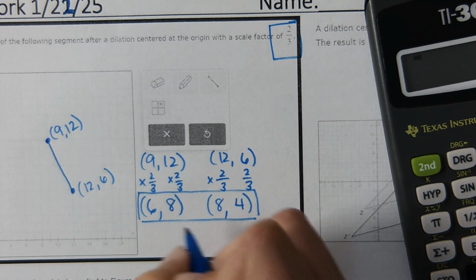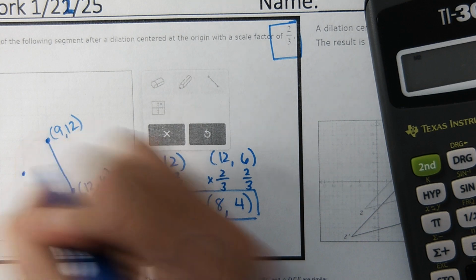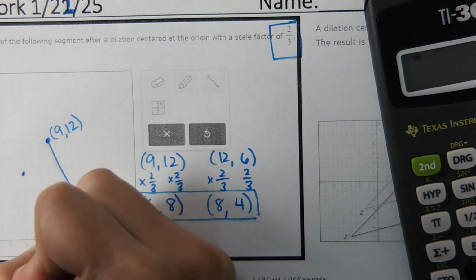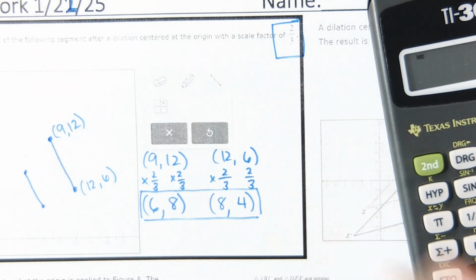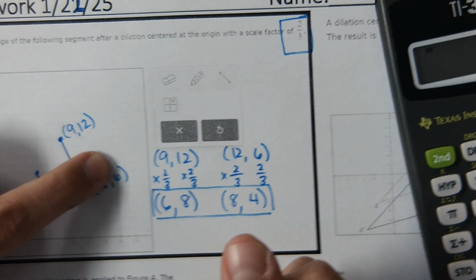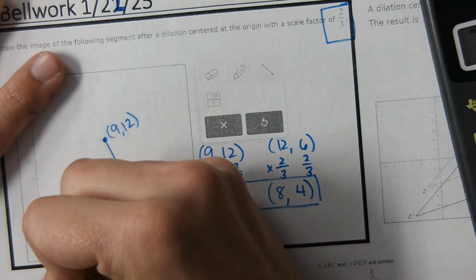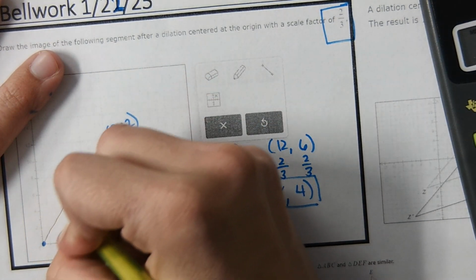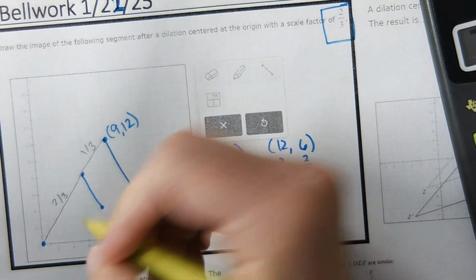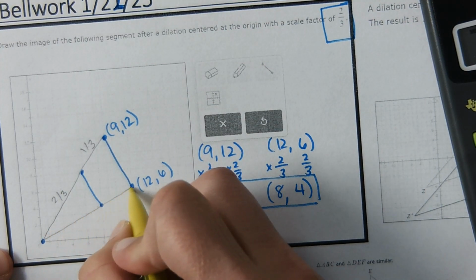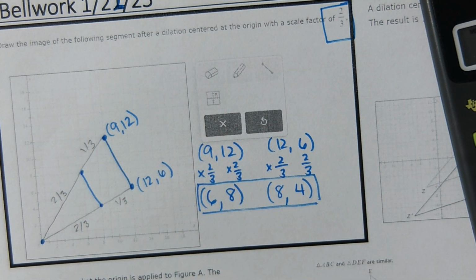And so we'll graph that. So 6, 8. One, two, three. And then here is our new segment. So this is 2/3 the length of this, if we were to find the exact length. Also, this point is 2/3 the distance from the origin. So 2/3, 1/3 here too. Just FYI. So this point is 2/3 from the origin as well, if you need to know that.